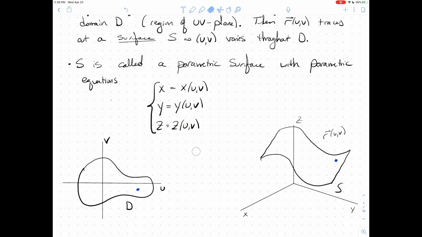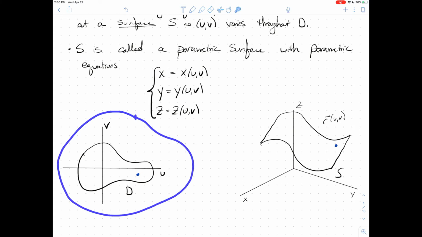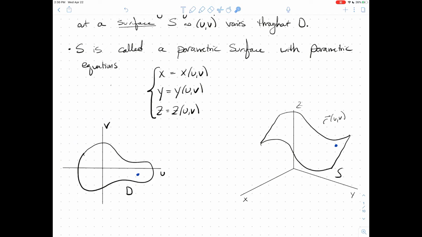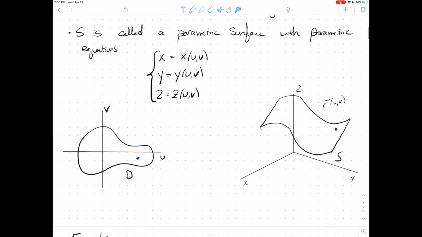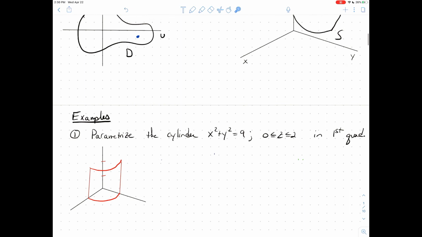And so what's happening is this really cool sort of bridge between two worlds. Over here in this galaxy, so to speak, we have the UV plane. And there's some region D in the UV plane, and you pick a point inside D, and you plug it into r of u and v, and r takes you to a point on the surface over here in the x, y, z coordinate system. So kind of cool how that works. So I wanted to start out with an example just to illustrate this, and then we're going to switch to Mathematica and play around a little bit.